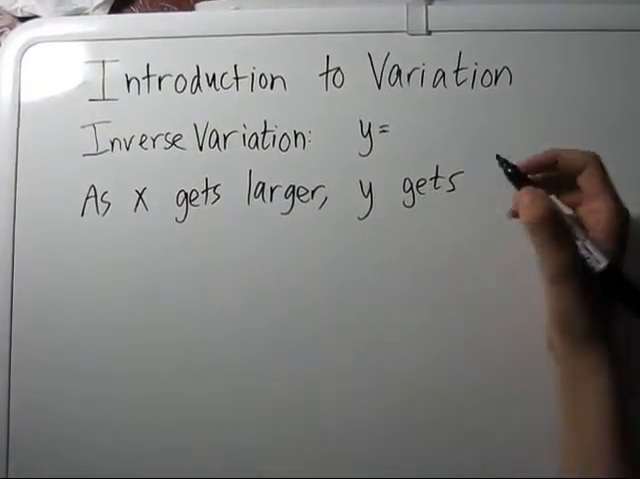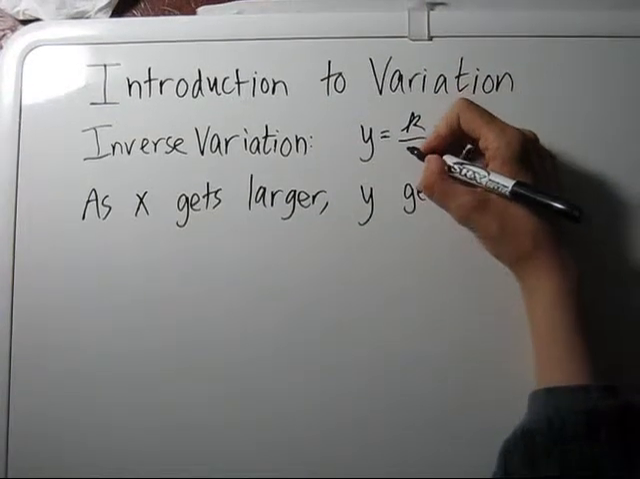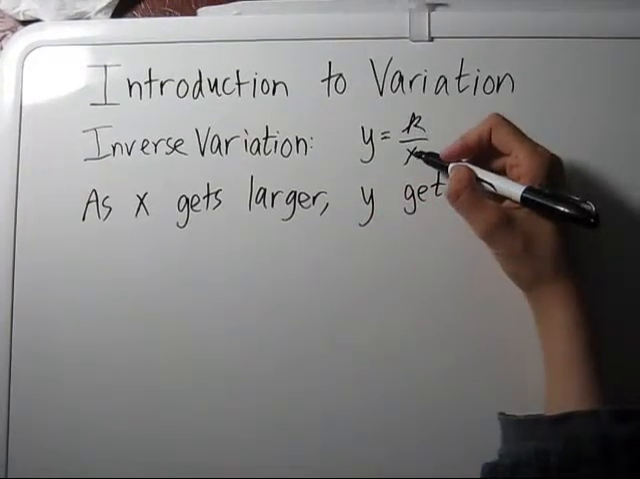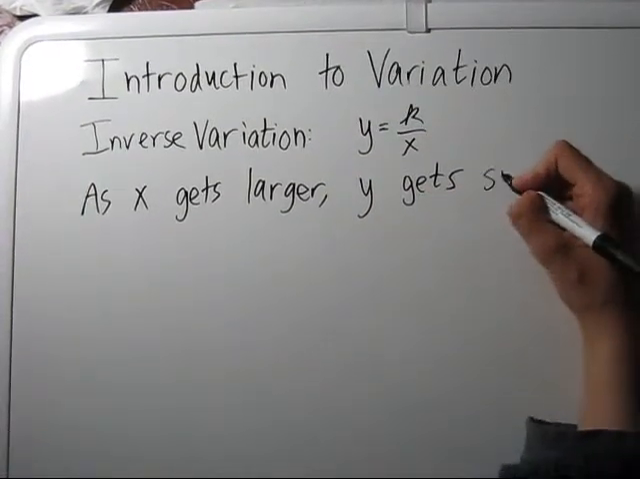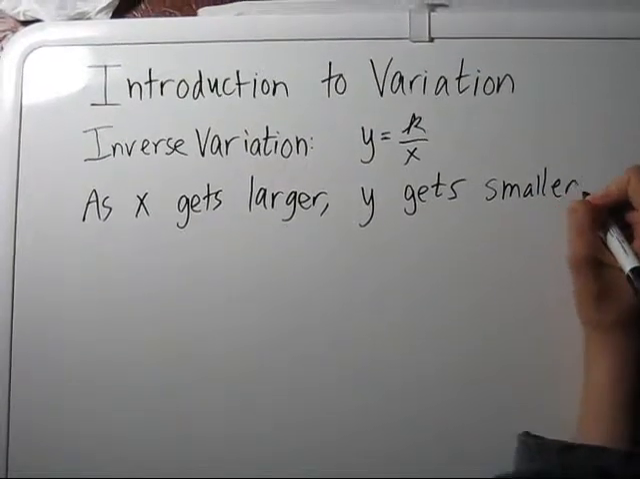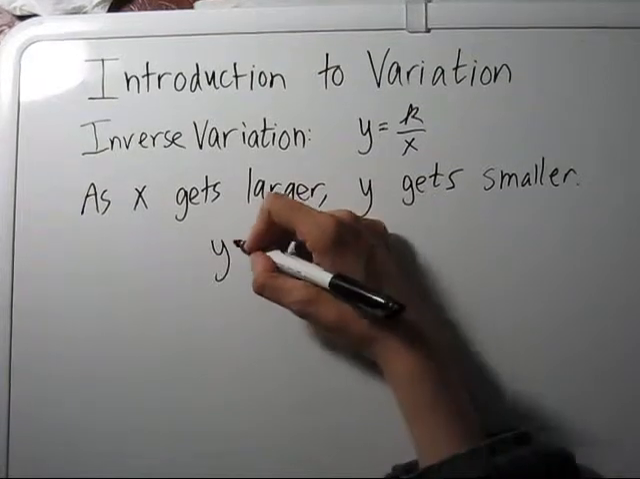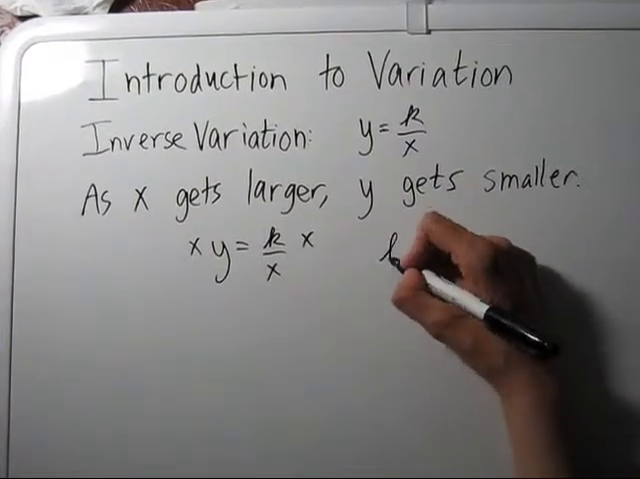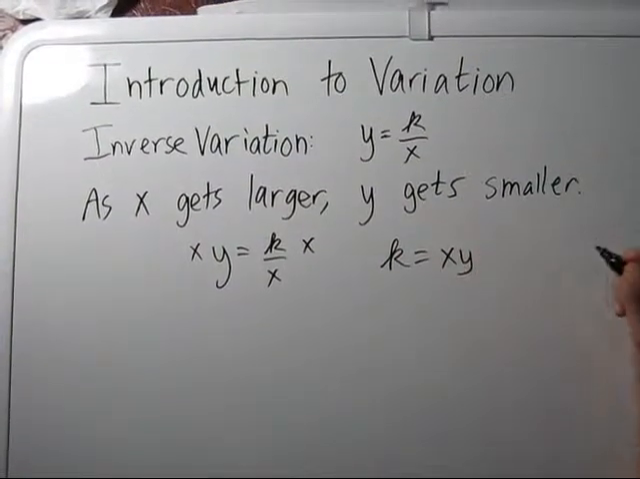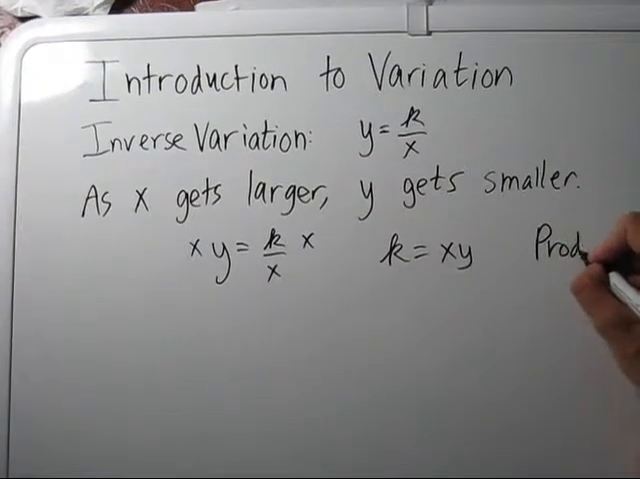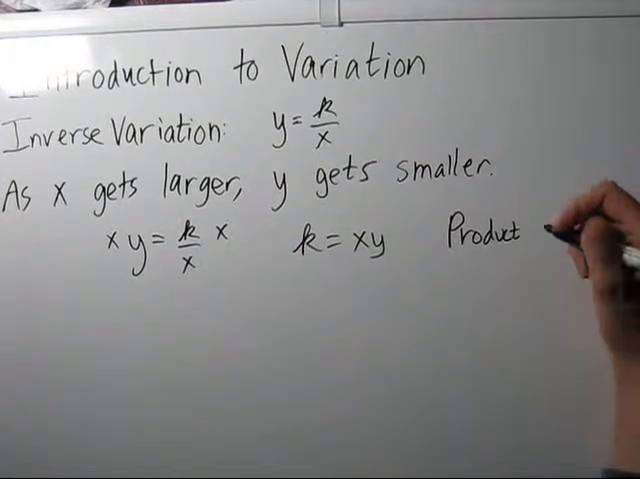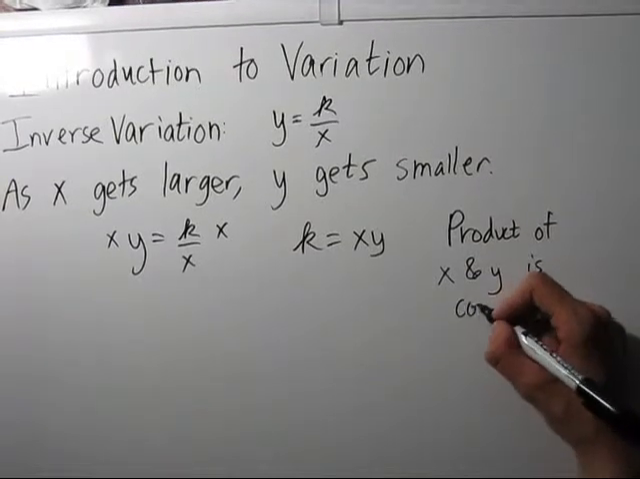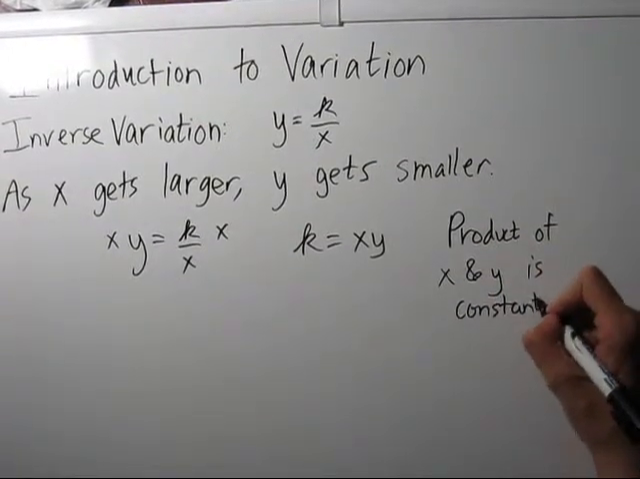Now inverse variation has the equation y equals k over x, where k is positive. So as x gets larger, we're dividing by a large number, y is going to get smaller. Okay, now let's solve for k. Okay, multiply both sides by x. So we have k equals xy. So this tells us that the product of x and y is constant. If one goes up, the other goes down.